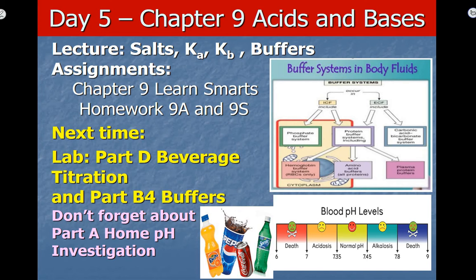You still need to be working on your LearnSmart, Chapter 9, and homework A and S. Next time, lab. Everybody listening? Next time, lab. Part D, you need to bring a juice or a pop, 30 milliliters. Okay? And we're finishing Part B4.